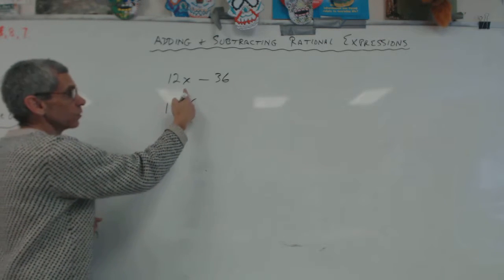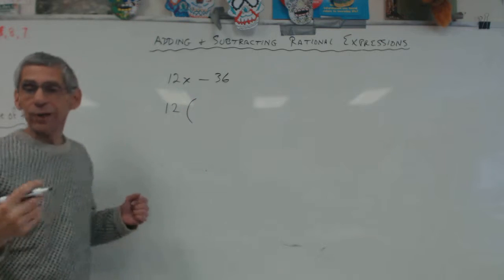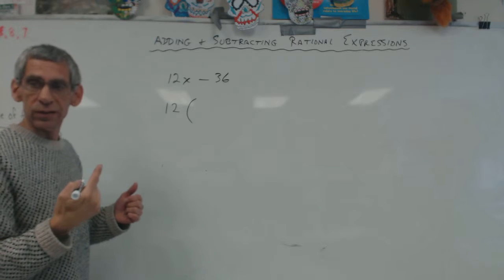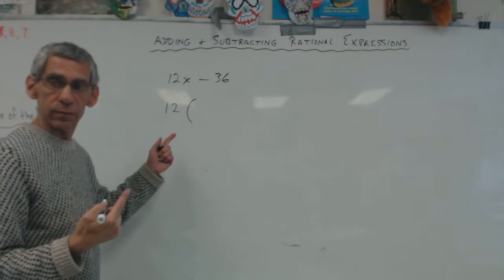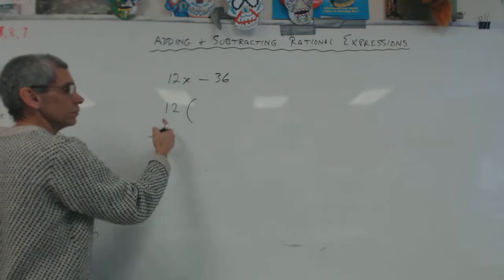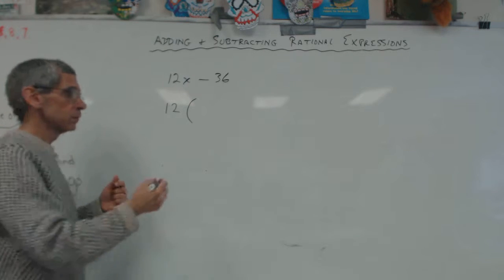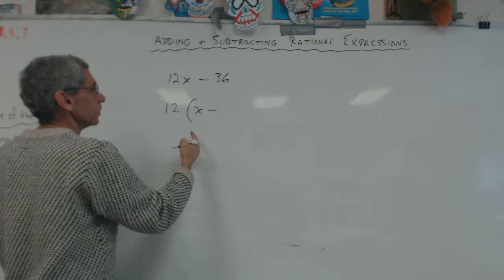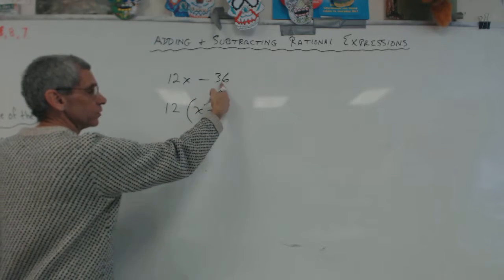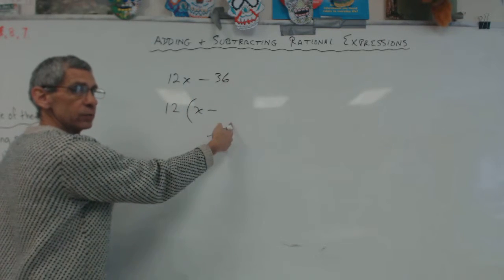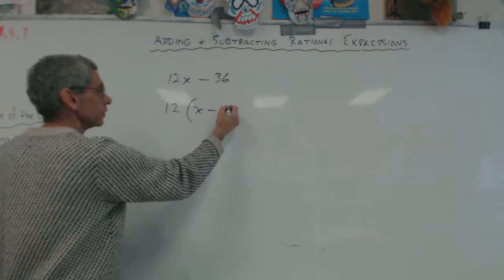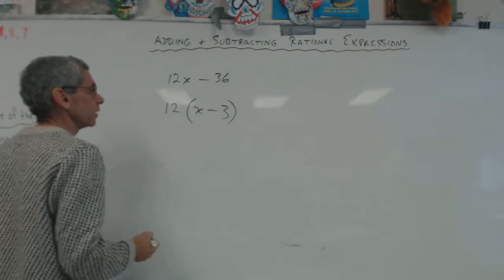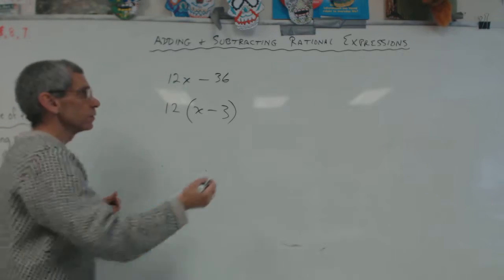12 goes into both of these. You want the biggest number. You did 6, but 12 goes into both of them, right? Are you guys with me? So x minus, and then 12 times what is 36? Isn't it 3? Yes, right? So we're there, okay?